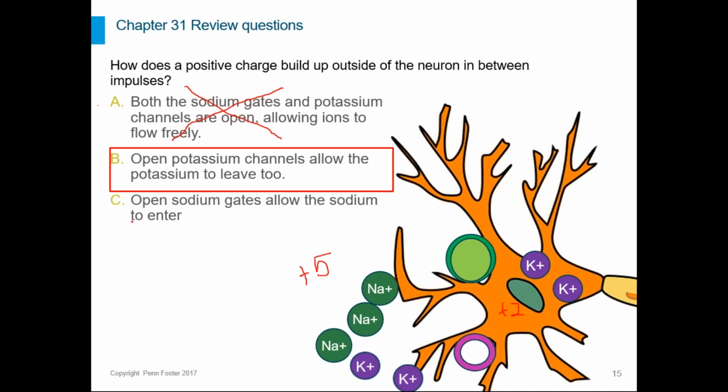If you said option C, that's okay. This is like a really kind of complex thing. And it's just kind of really specific details, so don't feel bad. Just make sure when you study for this, you really go over that section. The problem with C, open the sodium gates to allow the sodium to enter, that would build up a positive charge inside. Okay, if we had this sodium going in there, we'd be putting more positive charges inside the cell. So that's not what we want to happen. We want your positive charges on the outside.